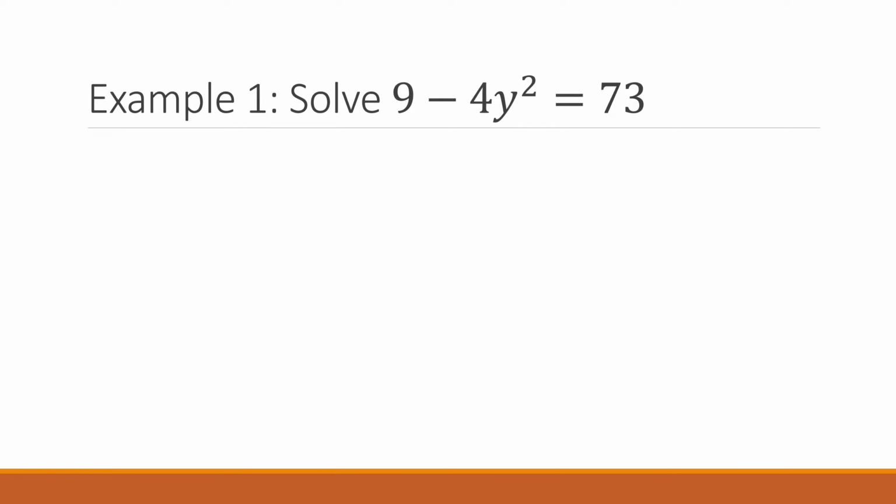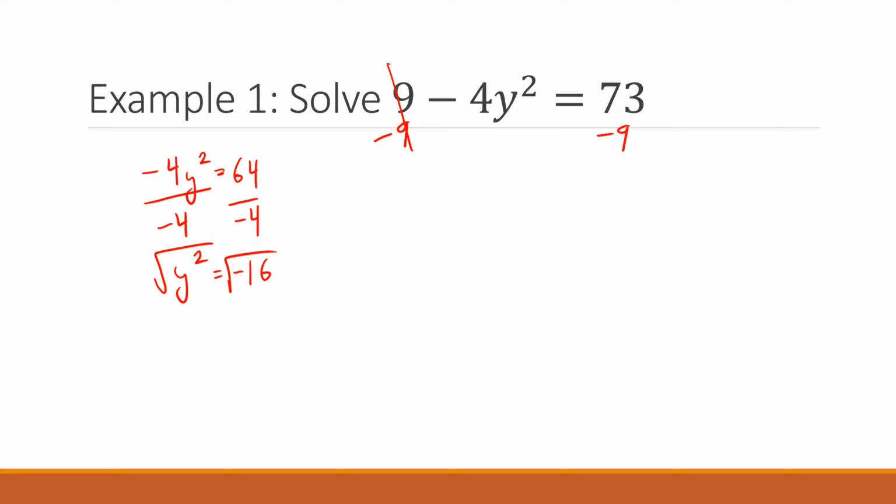What does this have to do with imaginary numbers? You'll see. Let's solve this equation. I need to isolate the y squared term. So let's start doing that. I'm doing reverse PEMDAS. I'm subtracting 9 from both sides. That'll give me negative 4y squared equals 64. Let's divide through by negative 4. So y squared would equal negative 16. And let's take the square roots to cancel out the square.